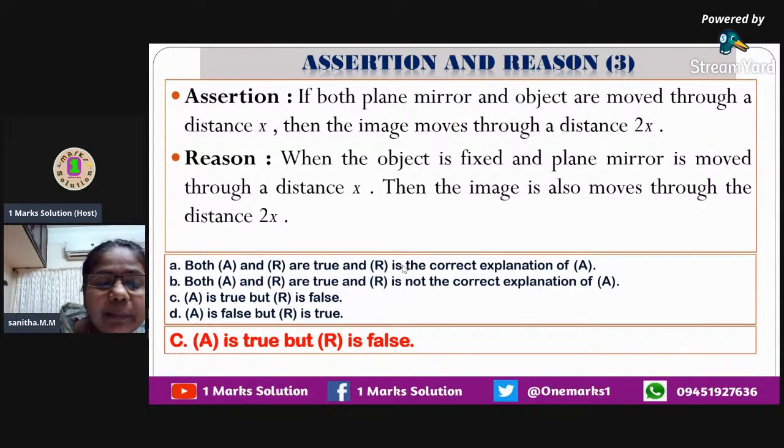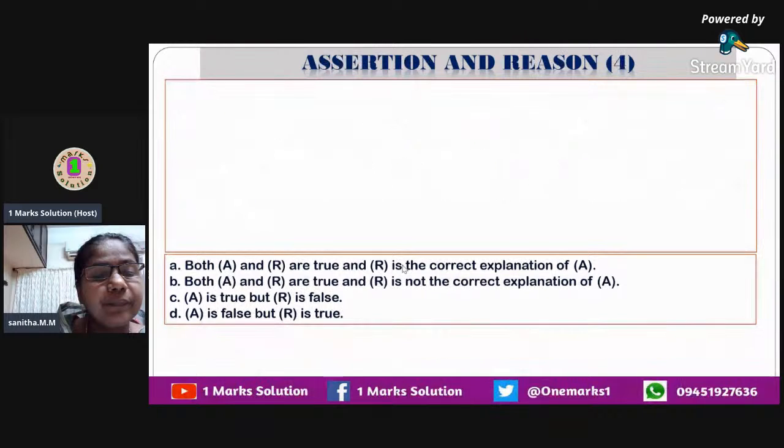You just read the assertion once again. We can say, sure, the image will move through a distance 2x. But can we say this is the reason for that? No. That is why we can say the reason is false. The image does not move through the distance 2x. Now we can go for the fourth assertion.